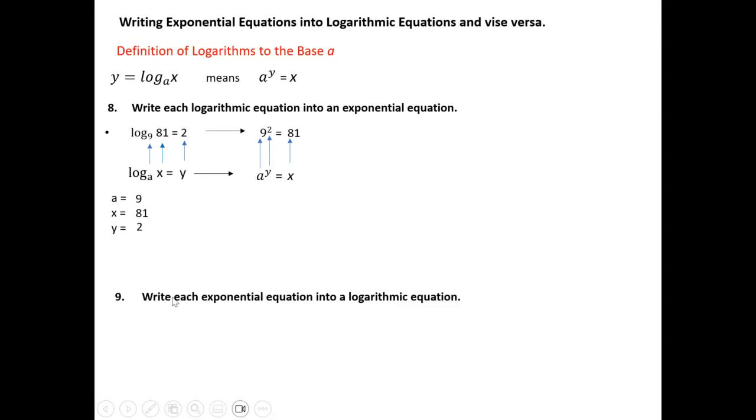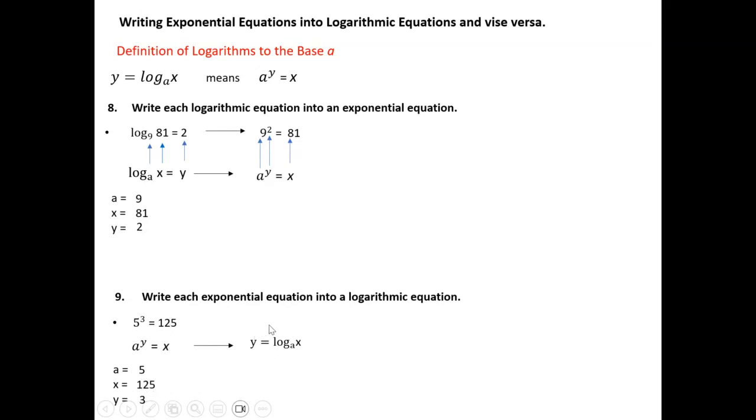Number 9, now we're going to go the other way. Write each exponential equation into a logarithmic equation. They gave us 5 cubed equals 125. So again, we have to know what the a, what the x, and what the y is. My a will give us 5. My y will be 3. And my x will be 125.